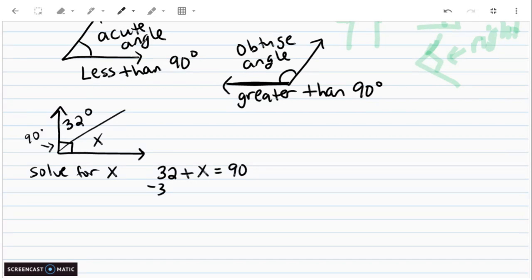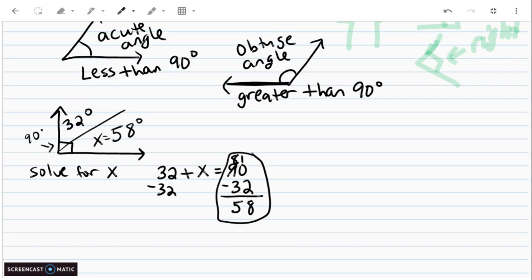So that means I need to be able to solve for x. So I can subtract 32. And a lot of you are just going to go straight here. You're like, well, it's 90 minus 32. So you don't have to have the equation there, but it might help some of you. And so that's going to be 10 minus 2 is 8. And then 8 minus 3 is 5. So this is 58 degrees.